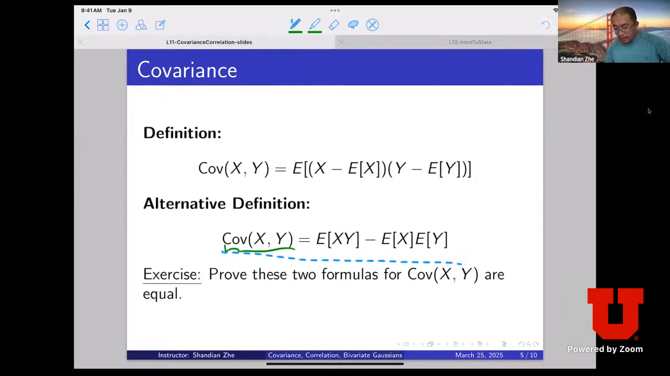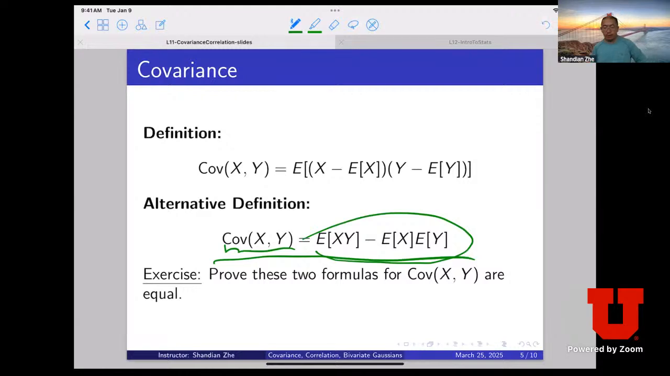So you see this form looks much more concise, right? Concise and easy to memorize. That's why in practice, like in calculation or in proof or mathematical derivation, people often use this definition. People often use this form to analyze the covariance.